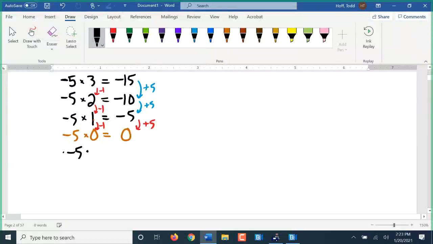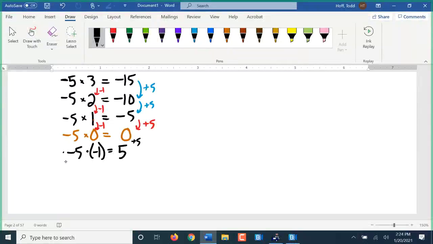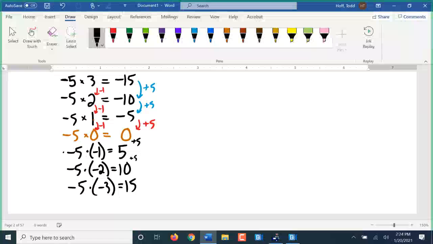If I do -5 times a -1, I reduced that by 1 again. 0 minus 1 gave me the -1. I have to add 5 here. What's 0 plus 5? Positive 5, just 5. I have -5 again. If I reduce -1 by 1, I end up with -2. And of course, I have to increase my answer by 5. So 5 plus 5 is 10. That brings me to the problem I was trying to solve. -5 times -3 would be positive 15.